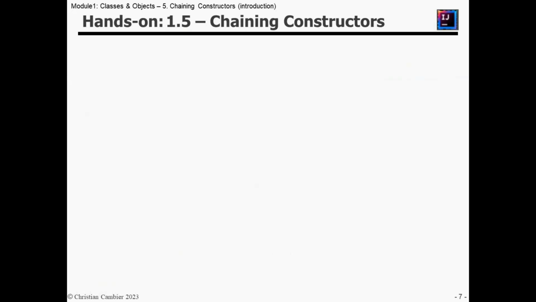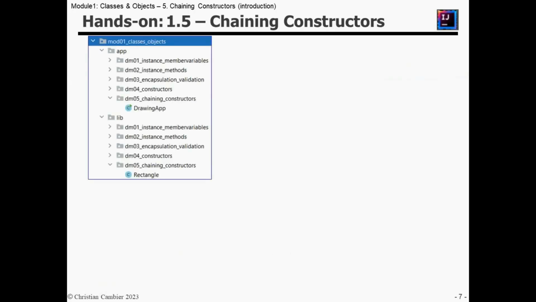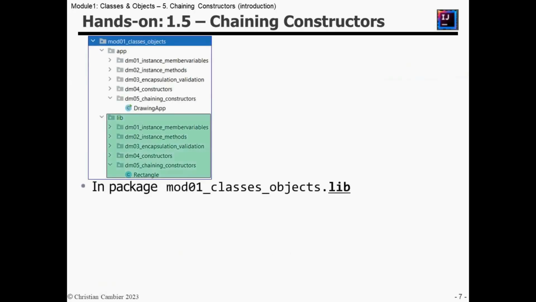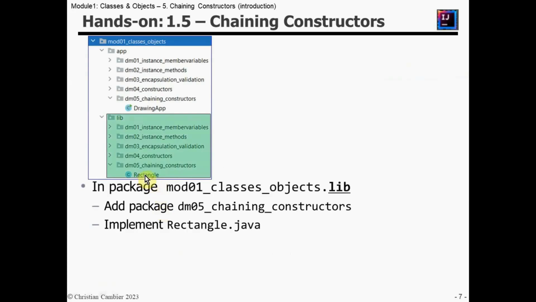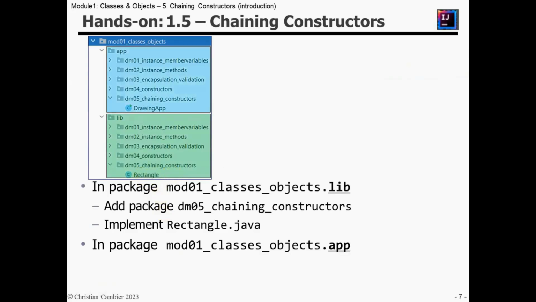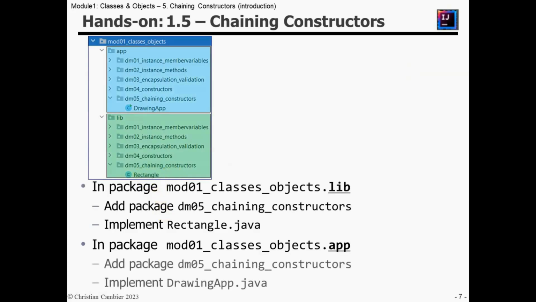And what I'm going to demonstrate is first of all add in the lib package demo05 chaining constructors and implement the discussed topics in the rectangle class. And in the app package, add package demo05 chaining constructors as well, and use the new topics of the rectangle class in the new version of the drawing app.